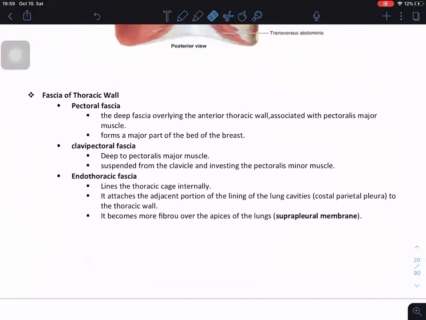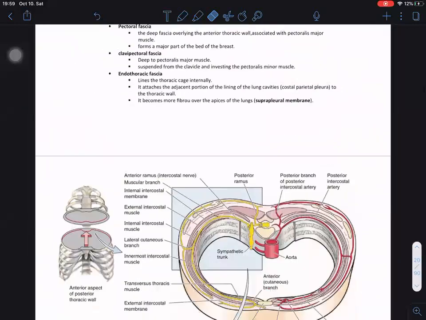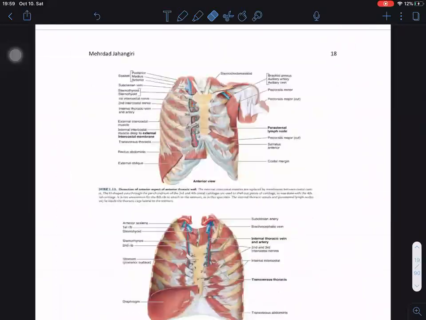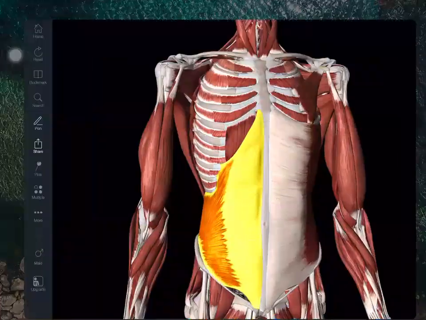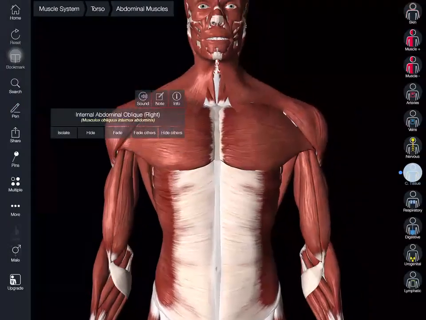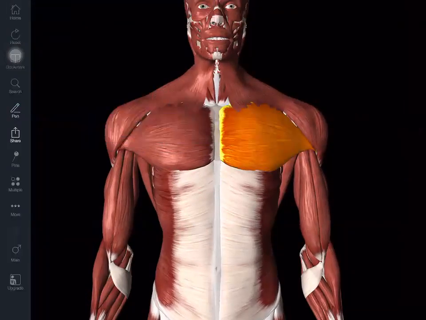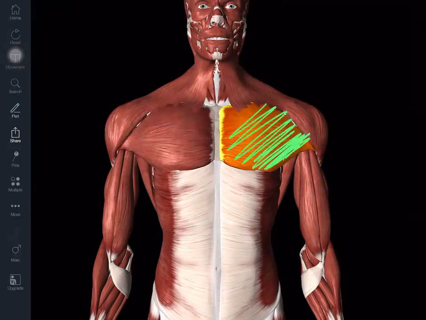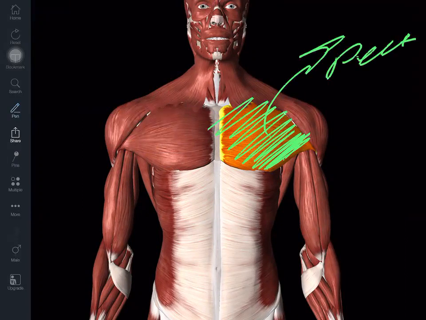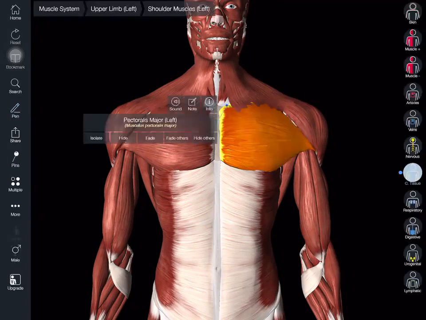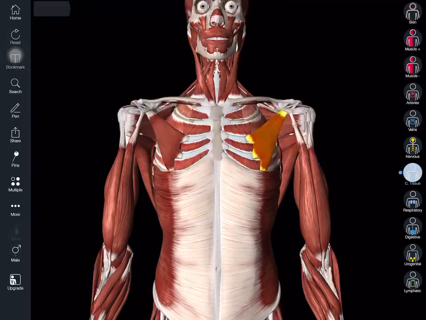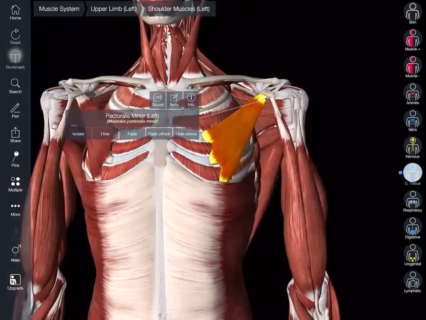Now, another thing that you will have in your topics somewhere is the fasciae of the thoracic wall. Such an easy and nice topic. So if you see over here, if I add up the muscles, we have the pectoralis major. There is a fascia covering the pectoralis major muscle. That fascia is called pectoral fascia. Good, easy. So once you pull over the pectoralis major, then you will be able to find the pectoralis minor muscle deep to it.